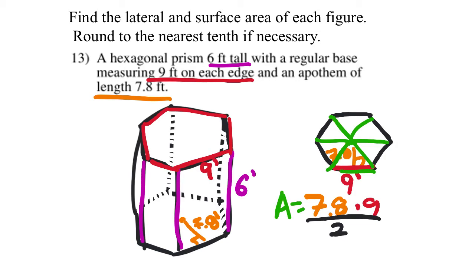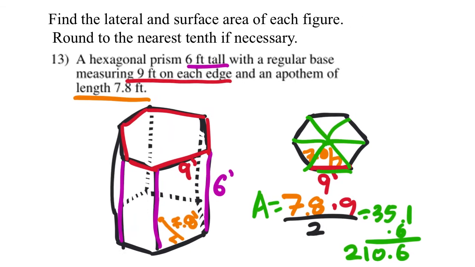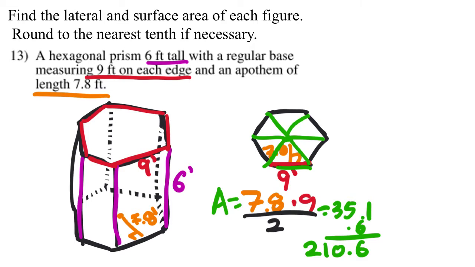7.8 times 9 divided by 2. I get that the area of one of those triangles is 35.1 square feet. Of course, there are 6 of those triangles, so I need to multiply that by 6 to get 210.6 square feet. Again, that's just one of these hexagons. We do have 2 of them, though, so I need to multiply that by 2. That gives me 421.2 square feet. That would be the area of both of the hexagons.